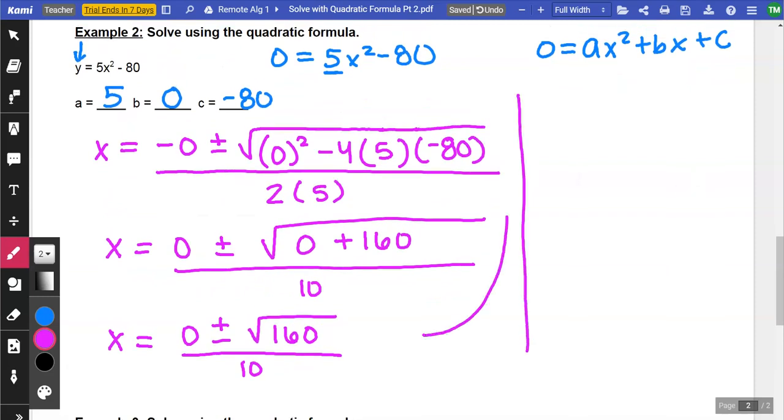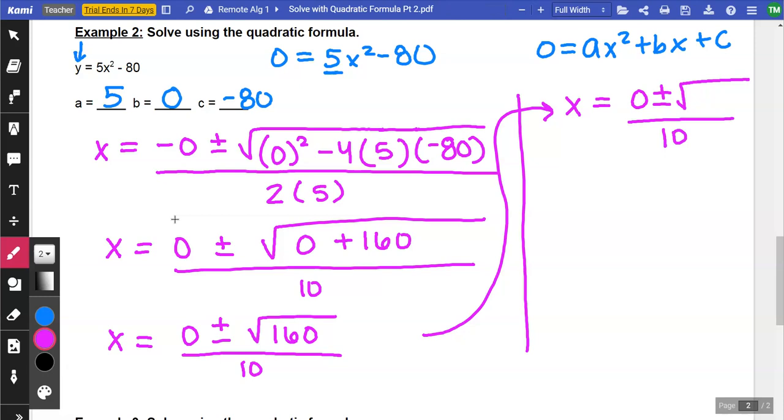So now I'm going to come up here. So x is equal to 0 plus or minus the square root of 160. Let's see, the square root of 16 is 4, but 40 times 40 is not 160. So it looks like we actually need to break that down and see if we can simplify it, all over 10. So 160 is really 16 times 10.